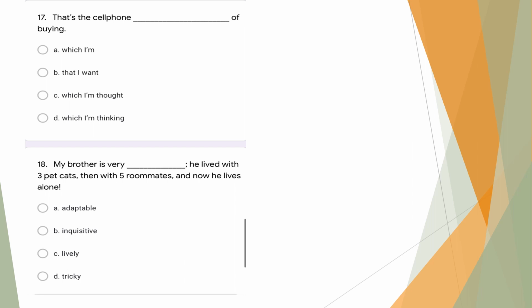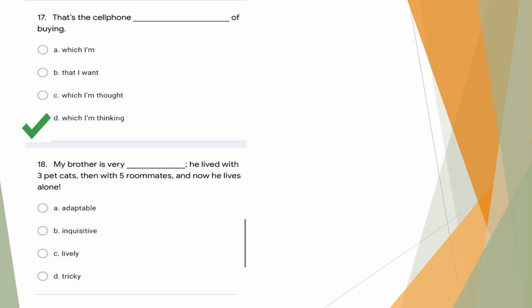B, that's the cell phone that I want of buying, no. That I want to buy would be okay, but it doesn't work here. C, that's the cell phone which I'm thought of buying. Well, with I am, you don't use the past tense. I am thought, no, I am think, but it would have to be I am thinking. So the answer is D, that's the cell phone which I'm thinking of buying.